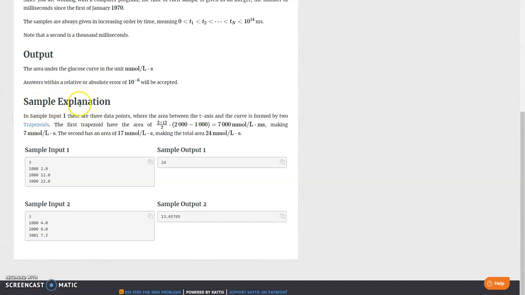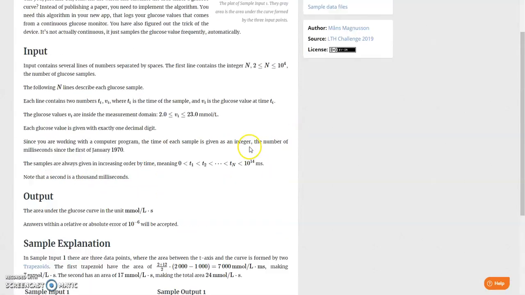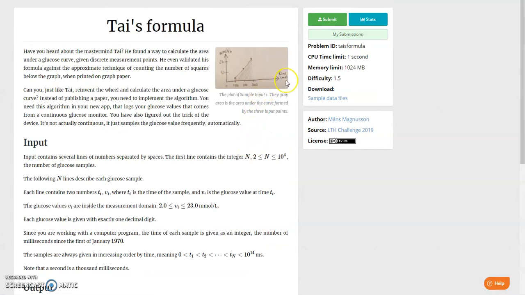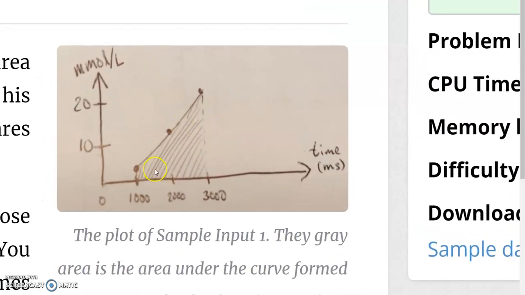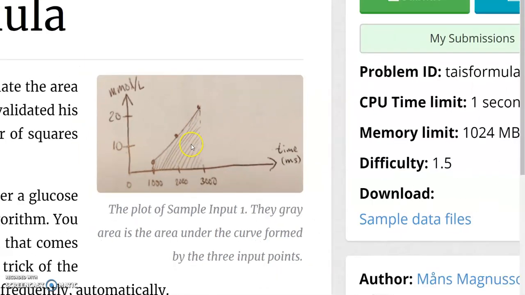All right, let's read through this sample explanation. In sample input 1, there are 3 data points where the area between the t-axis and the curve is formed by 2 trapezoids. First trapezoid has this area, and the second has this area, and you sum it up. Okay, and then here's a nice visual. I'll zoom in here for you guys. That's a nice visual of basically what we're looking at. You're really just taking the area at each interval.